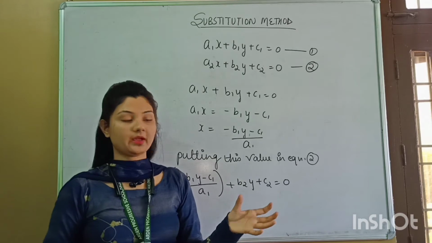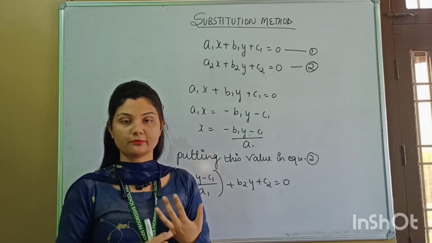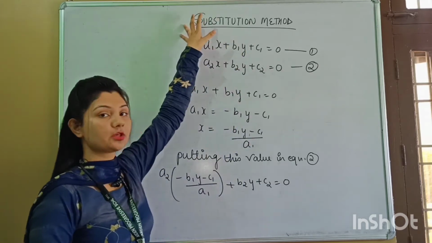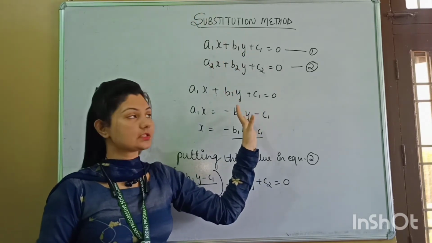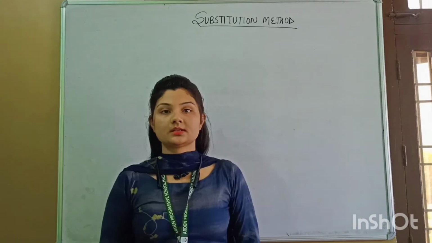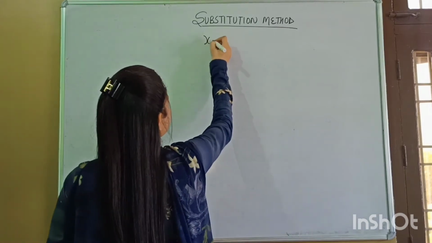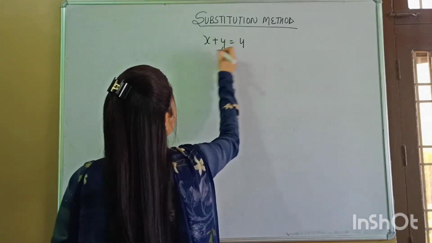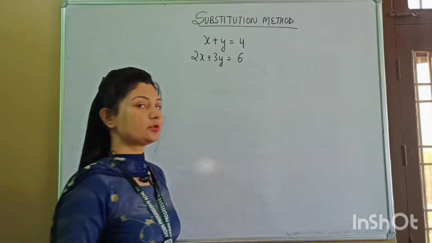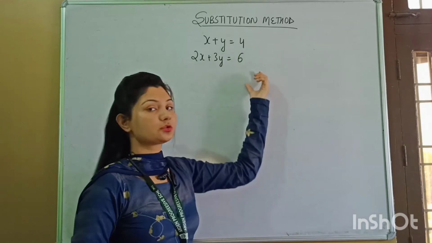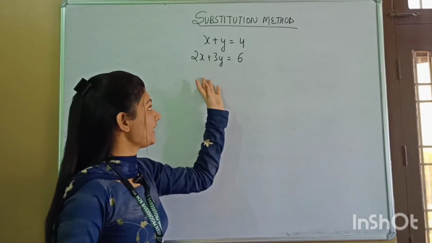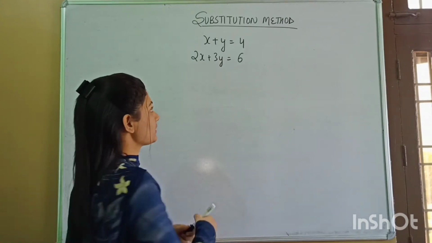What we have to do, we have to substitute the value of variable, of any variable, of x also, of y also, from one equation to another equation. Suppose any two equations are given, let us take an example. Suppose we are given any two equations, suppose x plus y is equals to 4 and 2x plus 3y is equals to 6. Suppose these are two equations. We have to solve these two equations by substitution method and we have to find out the value of x and y from here. So two equations are there.